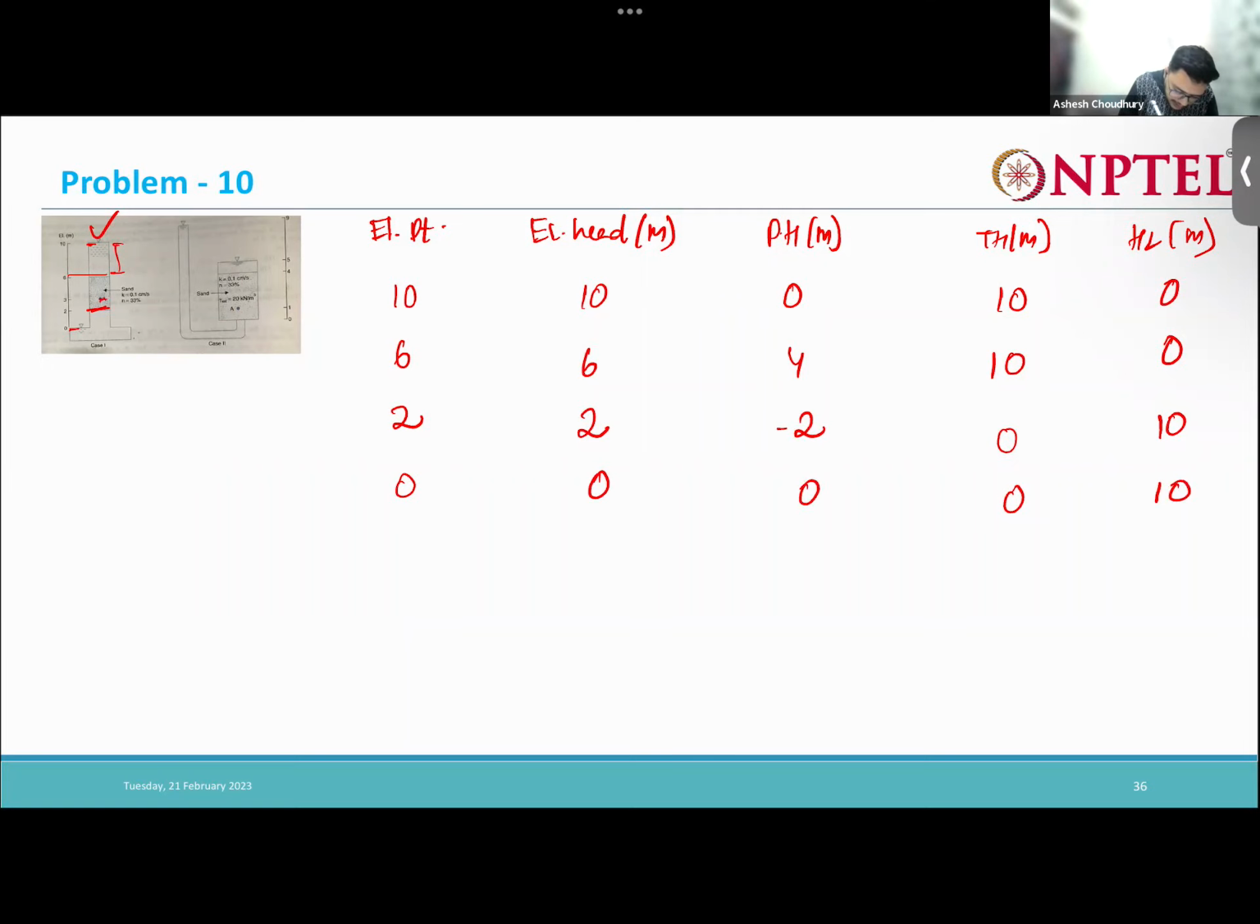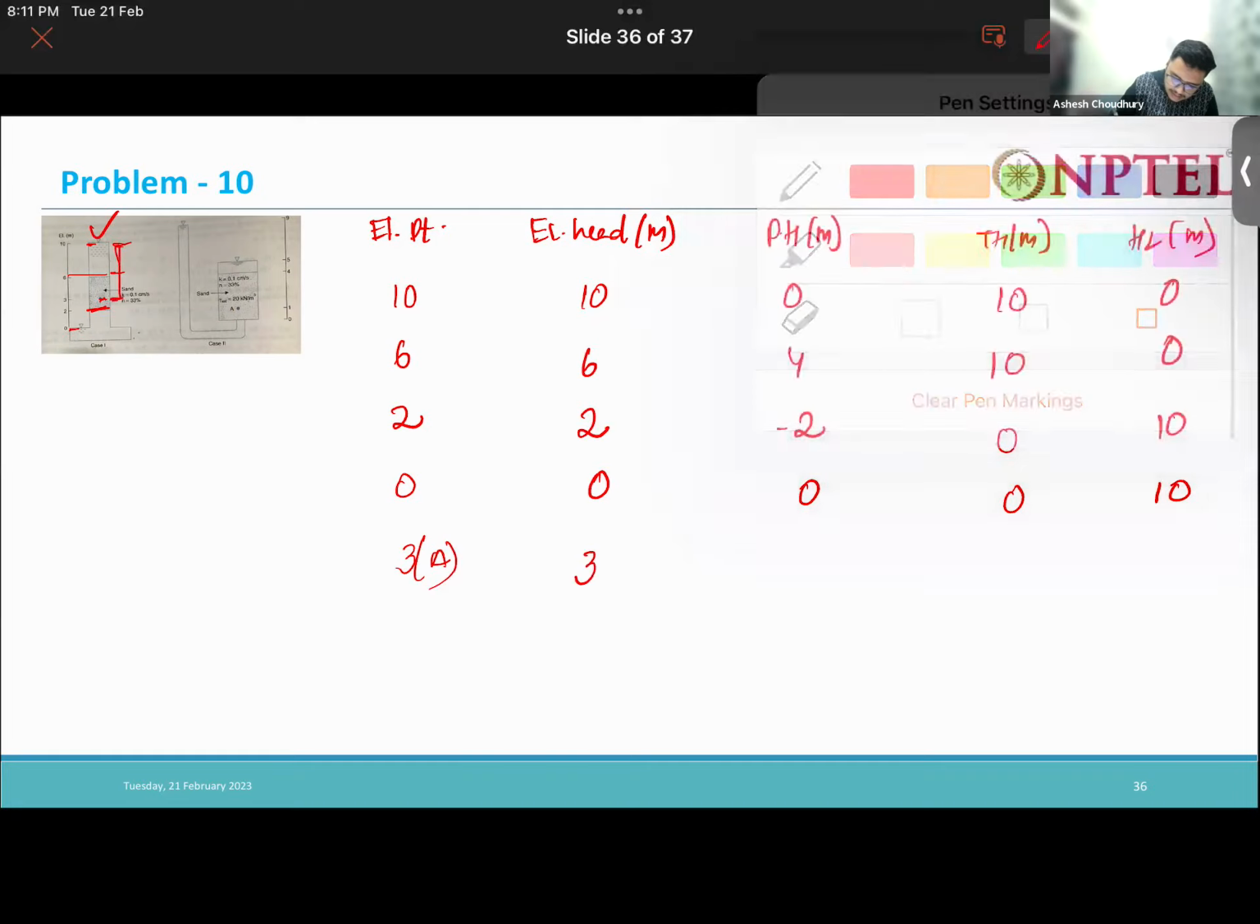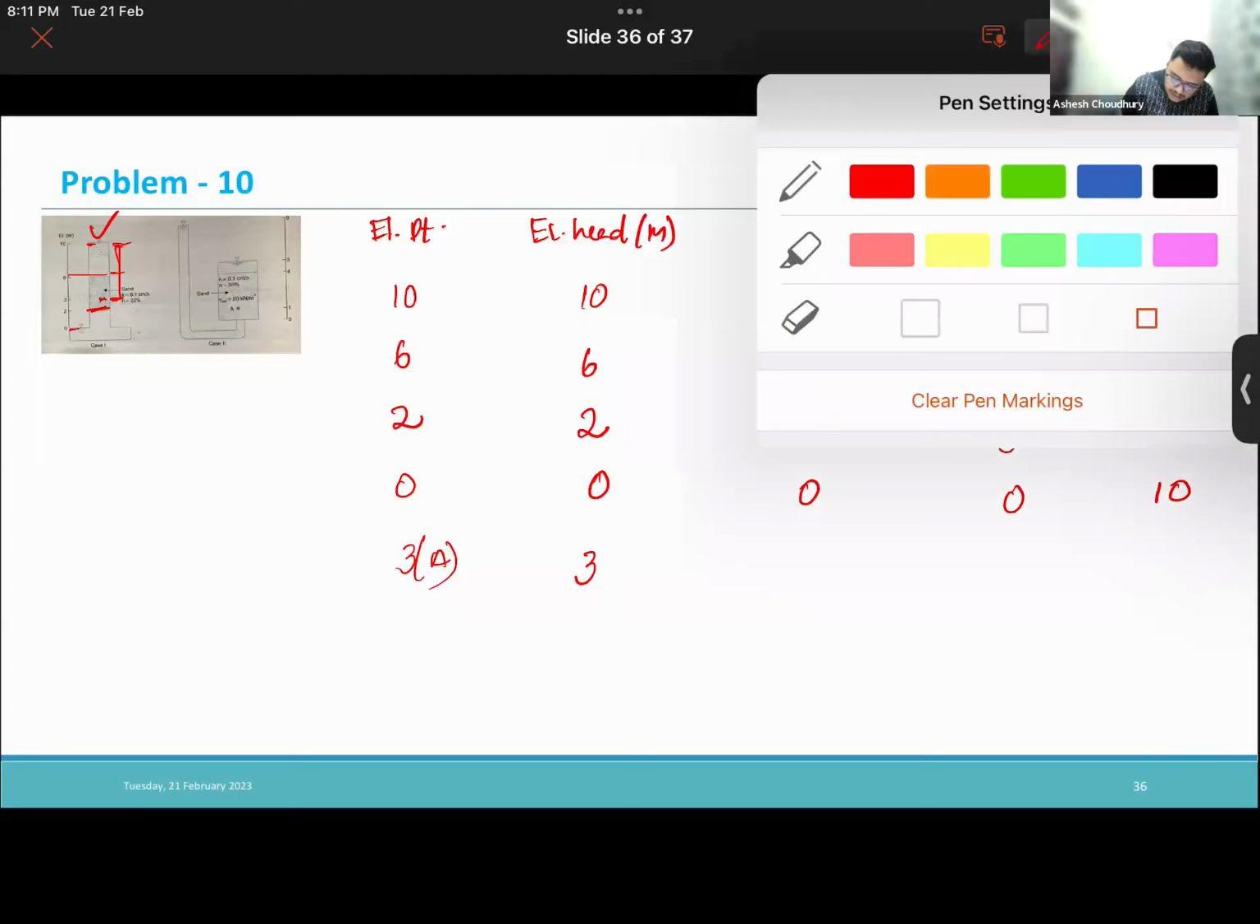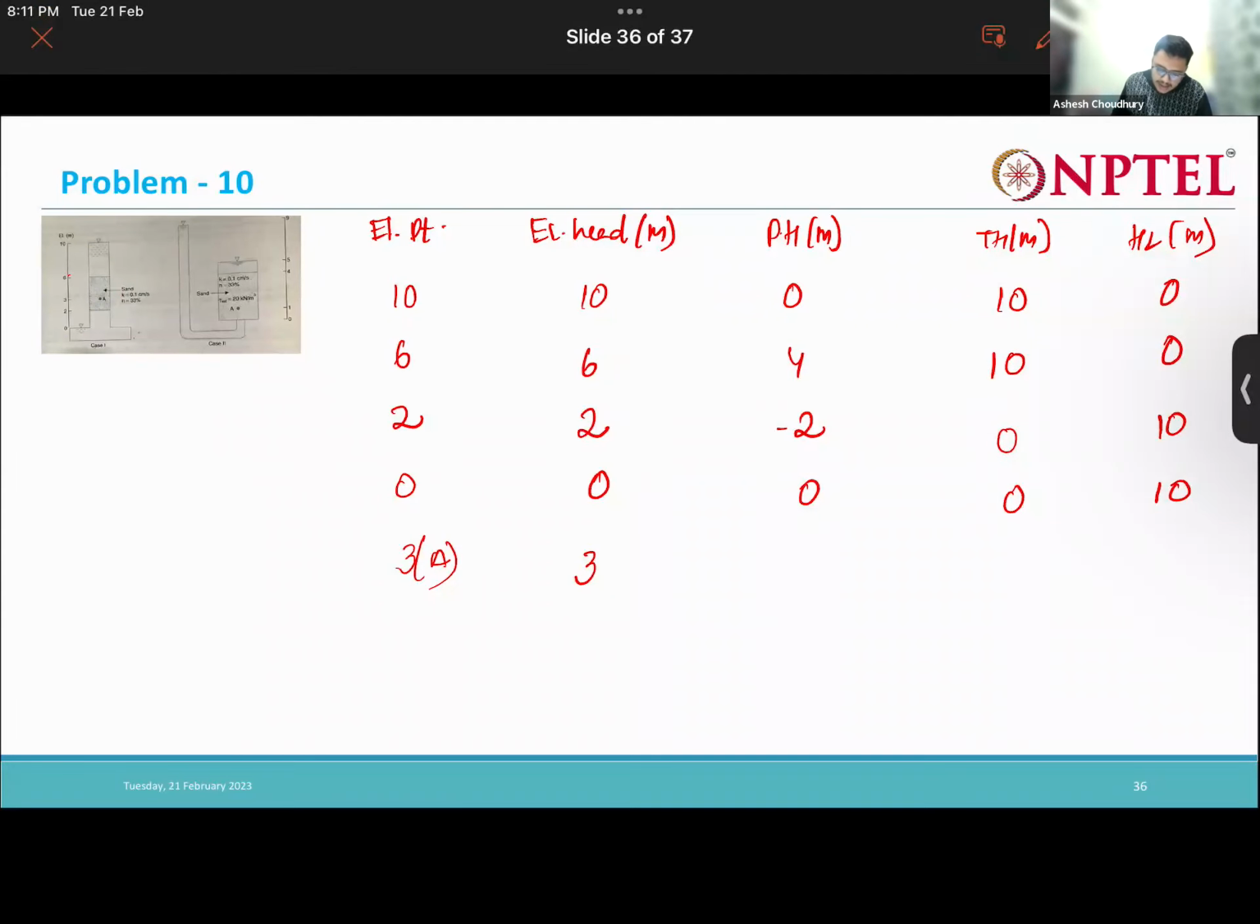Now for this point A, let us find out. The elevation is 3, right? What is the elevation head? 3 meter. What is the pressure head? Sorry, you cannot calculate the pressure head like that. Just a minute. So elevation head you have here 3 at this point. From here to here it's 3 meter. Correct.